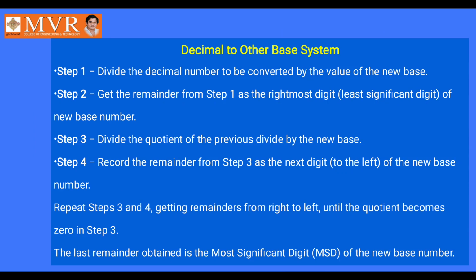So what is the procedure for converting decimal to another base system? It is very simple. Even though there are 4 steps involved, we can summarize them. Whatever decimal number is given to you, divide it by the base you want to convert to. To convert decimal to binary, divide the decimal number by 2; decimal to octal, divide by 8; decimal to hexa, divide by 16.